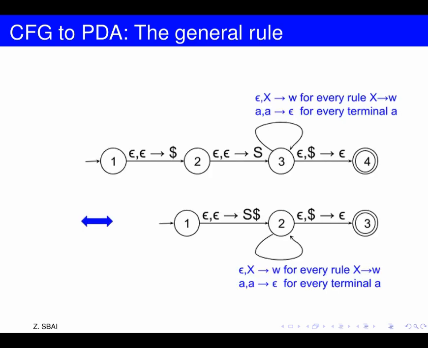Please note that we can simplify this machine by combining these two transitions. We may write only one transition stating that we will push S dollar. Remember, pushing S dollar means that we will push the dollar sign, then we will push the start symbol S. So it's the same as these two transitions.